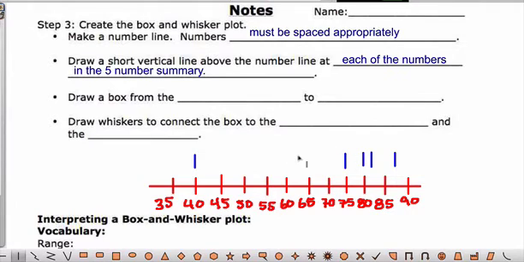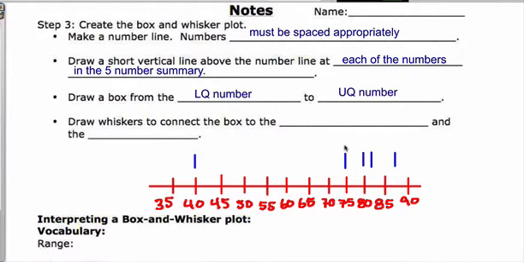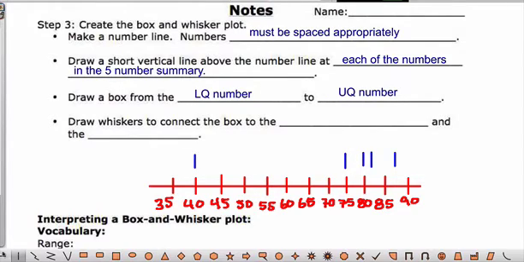All right, next part of the step is draw a box from the LQ number to the UQ number. Okay, so remember, this is our minimum. This is our LQ. This is our median. This is our UQ. And this is our maximum. So when it says draw a box from LQ to UQ, it's going to be right here. So let me go ahead and draw that in. There we go.